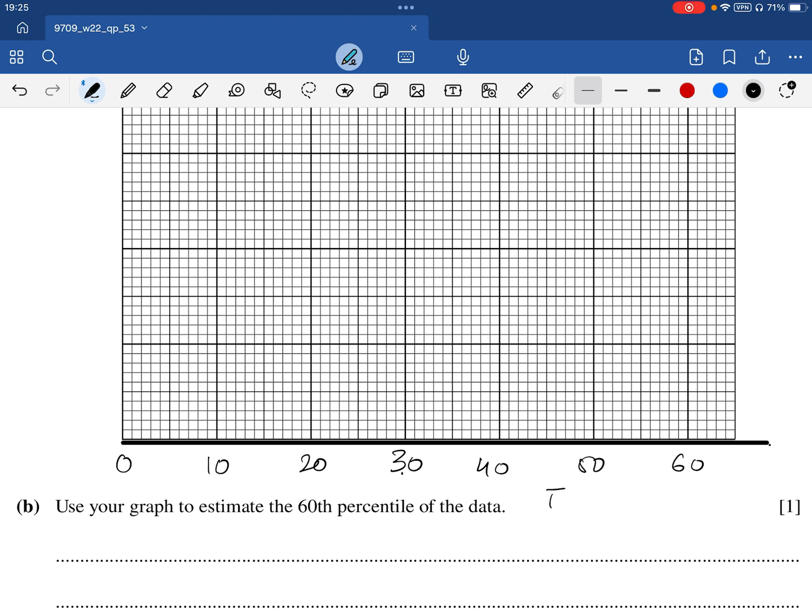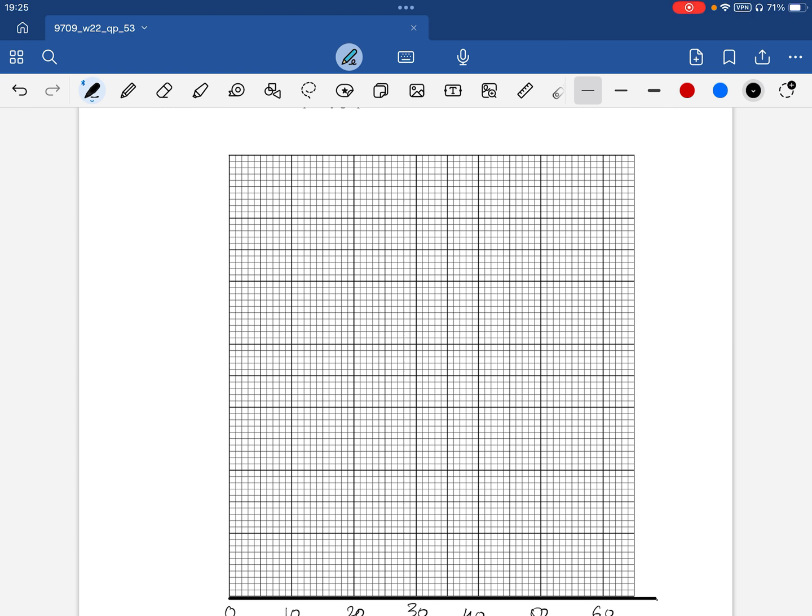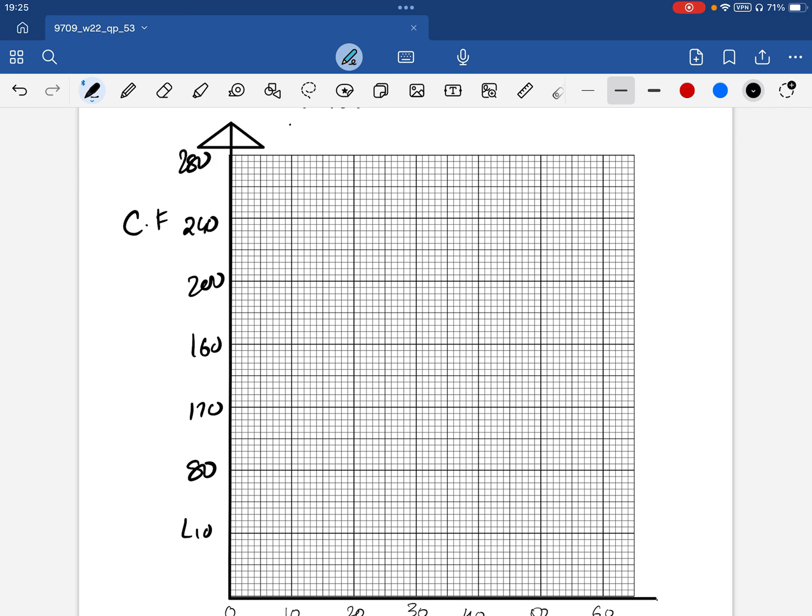Time taken, T minutes. Then cumulative frequency. I'm going to draw the cumulative frequency over there. Cumulative frequency, I take it as 40, 80, 120, 160, 200, and 240 and 280.